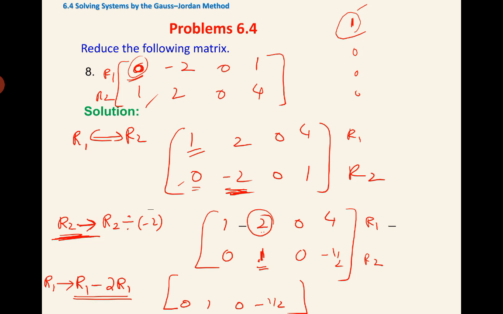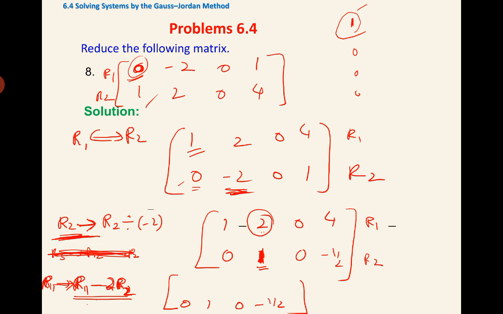How do you write the formula? Our leading element is in row 2, so we are supposed to use row 2 here, and we want row 1. So R1 becomes R1 minus 2R2. If you are looking for R3, you start from R3 and use the row which has a leading element, multiply by some constant number, and subtract or add them. This operation can be done term by term.